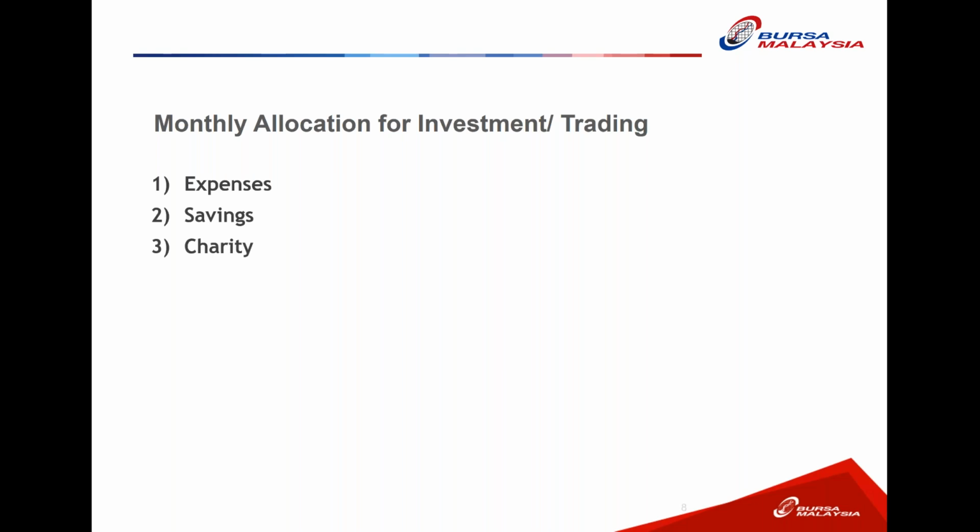Your money allocation, third part, you must go for charity. This is very important. Please, whatever you take, you must give it back to the society, because without the society, we are not who we are today as well. Number 4, you must go for education as well. Continuous education is very important. You must continue to learn.